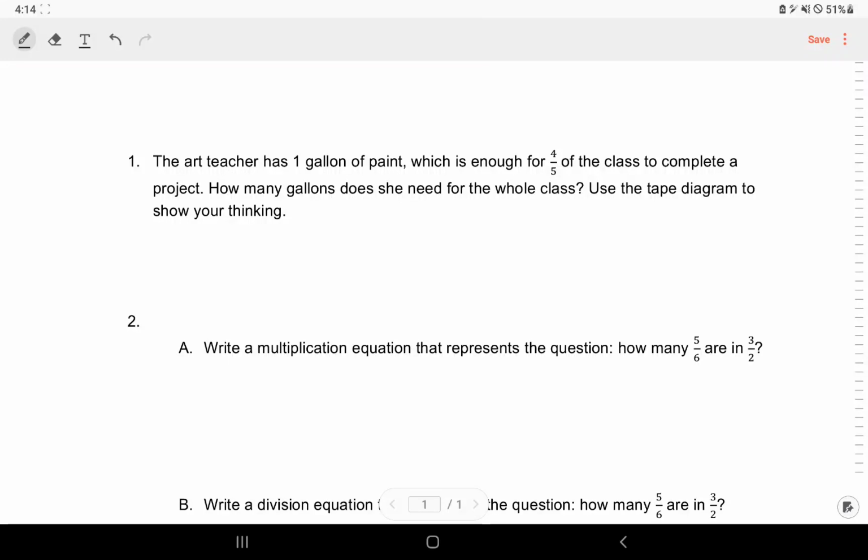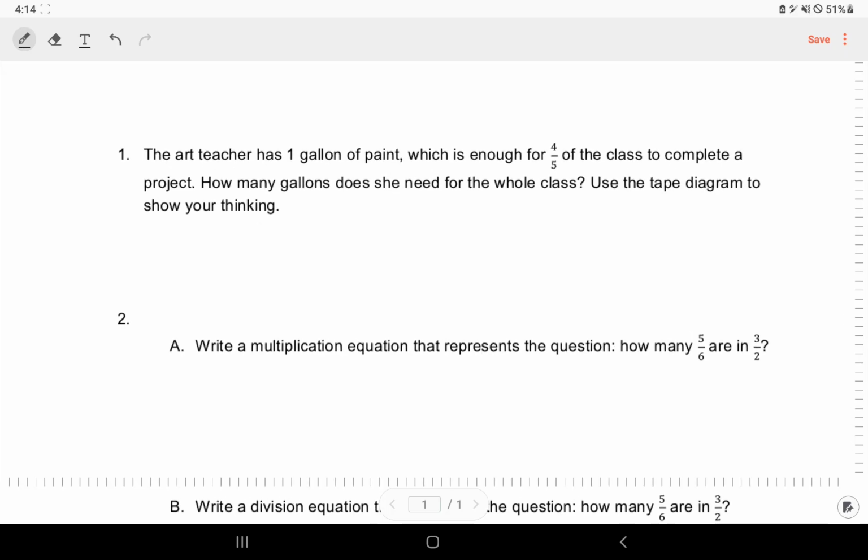So this is the topic A quiz review. The art teacher has 1 gallon of paint, which is enough for 4/5 of the class. How many gallons does she need for the whole class? Use a tape diagram to show your thinking.